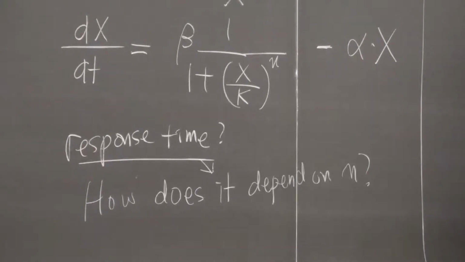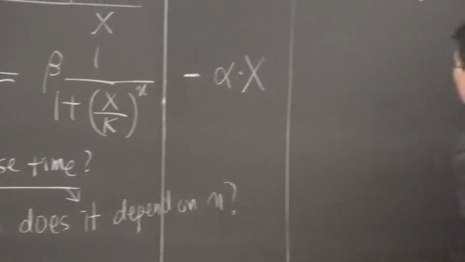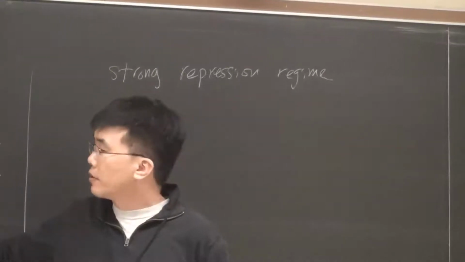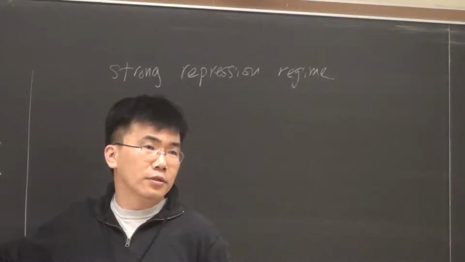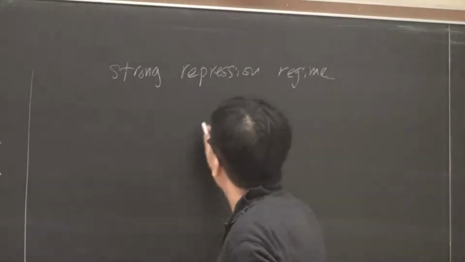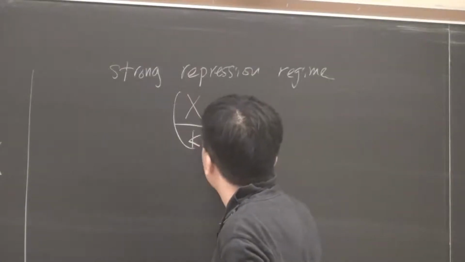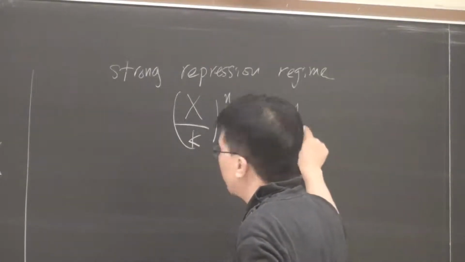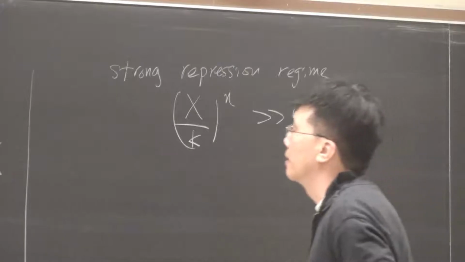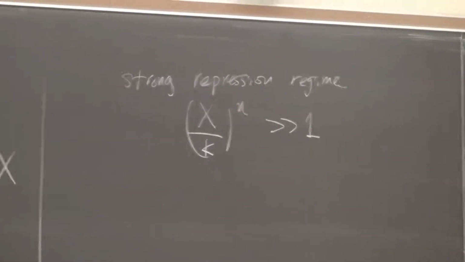I'll use one approximation. I'll assume strong repression regime. That is, there's already a lot of the repressor protein available in solution, much higher than this dissociation constant, so that this value is much larger than 1. Okay? Under this condition, X over K is much larger than 1 under strong repression condition. I guess I should just write this as auto repression.